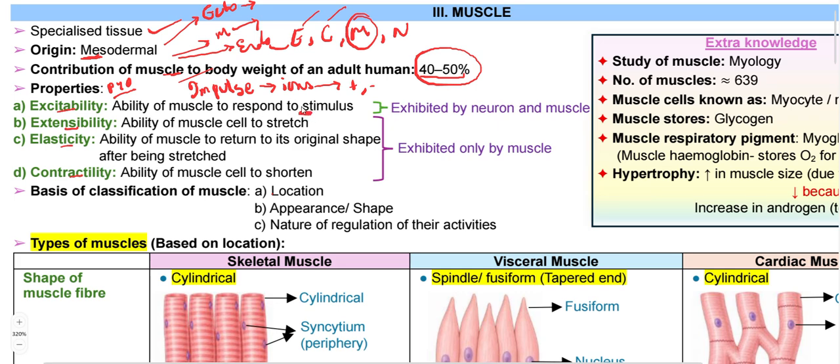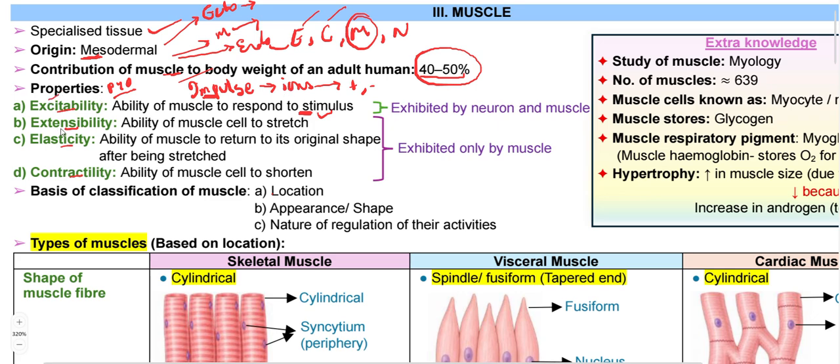For example, when you touch a hot cooker, you immediately pull back your hand. Why do you do that? The hot cooker acts as a stimulus. Immediately an impulse is generated in your body and it sends the signal to remove your hand. The whole mechanism we will study later. For now, just understand the meaning of excitability.